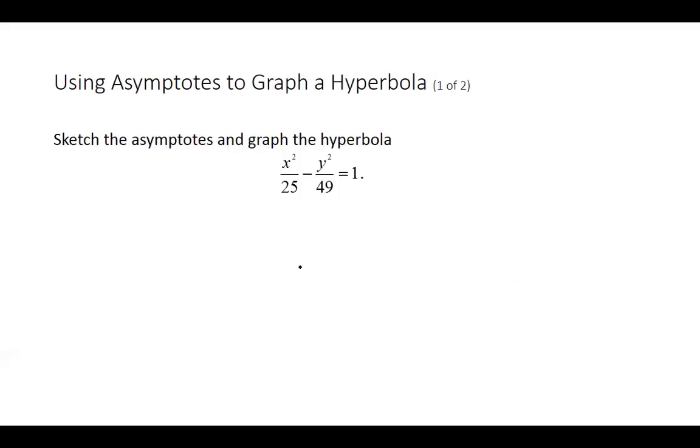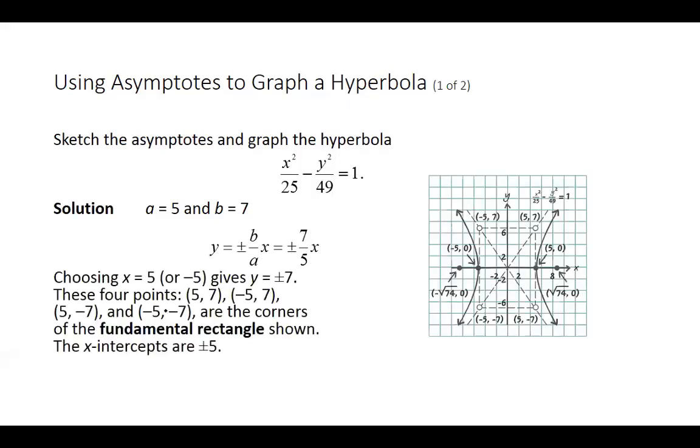Let's take a look at a simple example of a hyperbola. Here it's already given to us in that general form. So I can see my a is equal to 5, which is the square root of 25. My b would be the square root of 49, which is 7. So the asymptotes would be y equal to plus and minus b over a x, or plus and minus 7 over 5 x. Choosing x equal to plus or minus 5 gives y equal to plus or minus 7. These 4 points, (5, 7), (negative 5, 7), (5, negative 7), and (negative 5, negative 7), are the corners of the fundamental rectangle as shown in this graph.